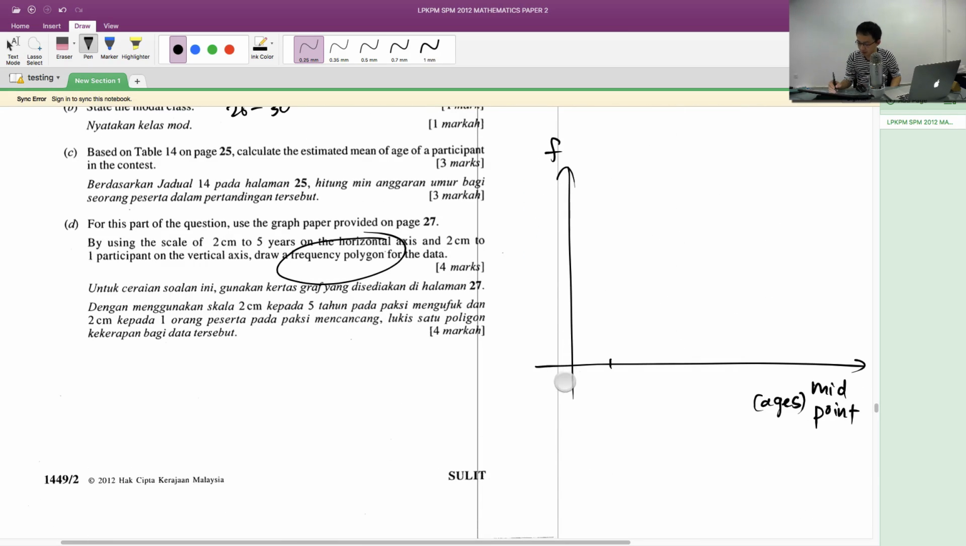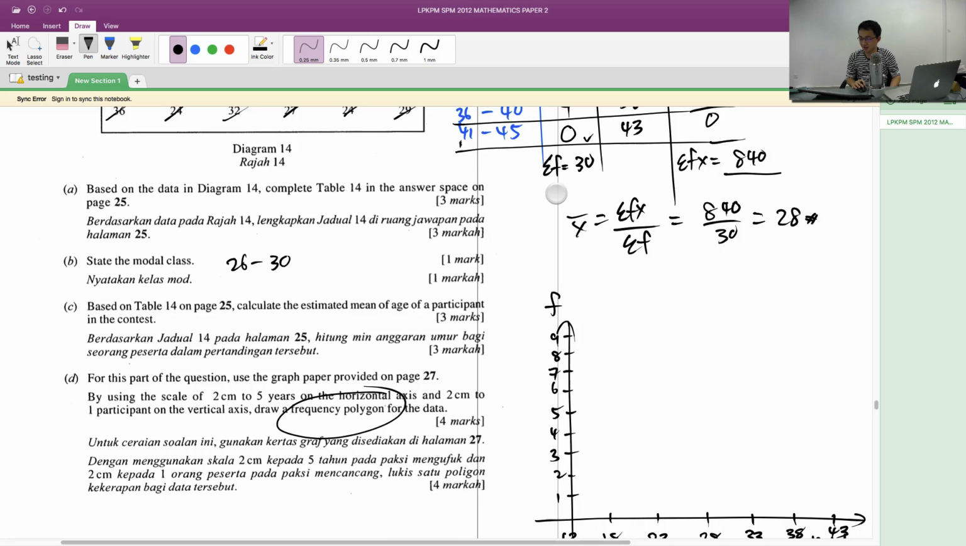So if you want, you just write here is 13, here is 18, here is 23, and then here is 28, and then here is 33, and then here is 38, and then here is 43. Alright, then for the participant, 2 centimeters for 1 unit, I mean total is 9, right? So you should have 1, 2, 3, 4, 5, 6, 7, 8, 9. Alright, then you just sketch it.